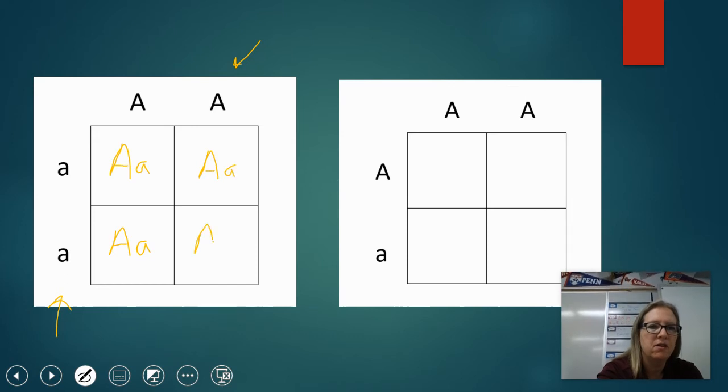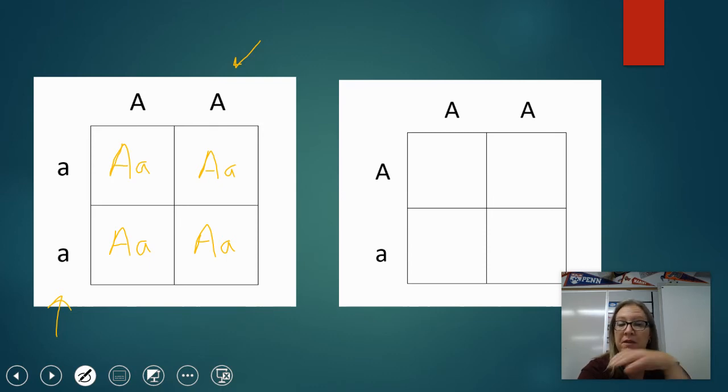And we see that every single one of the offspring is a hybrid, okay? Every single one of the offspring will show that dominant trait because they have one dominant allele. That recessive a, that lowercase a, is masked by that dominant allele, okay? This is what happened with the tall and the short pea plant with Mendel's first cross. Remember, all of the offspring were tall. That's what's happening, okay?